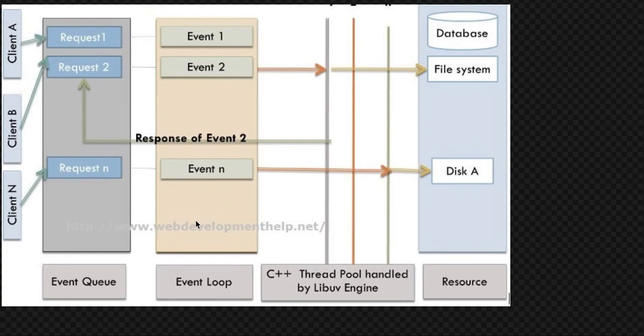Okay, so the C++ libraries, the thread pool libraries, are handling all these requests inside an event queue and passing them one by one inside an event loop. And once they are completed, they get out of this event queue.